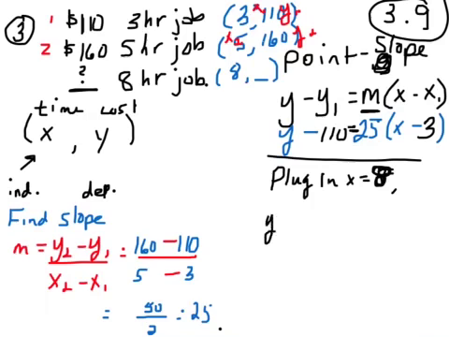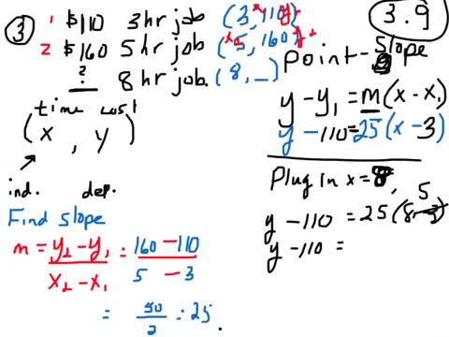So the cost is the y. I don't know it. That's what I'm solving for. Now the time is the x, so it's 8 minus 3. Well, 8 minus 3 is 5, right? So now I have y minus 110 is 25 times 5, and 25 times 5 is 125. So to solve for y, which is going to be the answer to my question, the cost, I'm going to add 110 to both sides.